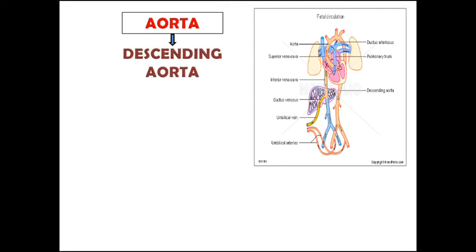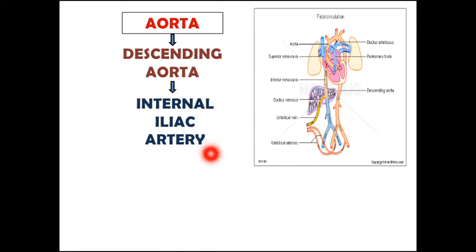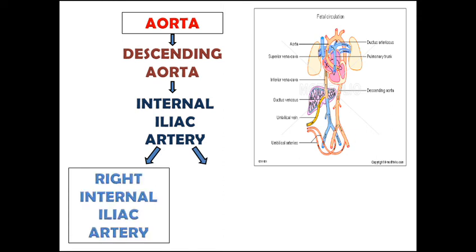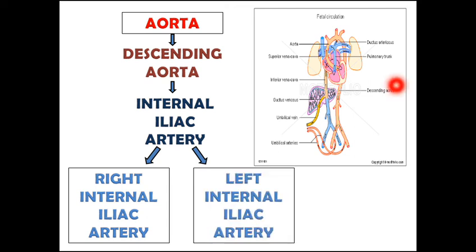From the aorta, the blood will come into the descending aorta. Then from the descending aorta, it will enter into the internal iliac artery. From the internal iliac artery, it will form two arteries, right internal iliac artery and the left internal iliac artery. You can see here this yellow portion, this is the descending aorta, which is bifurcating to form the internal iliac arteries. This one is the right internal iliac artery and this is the left internal iliac artery.